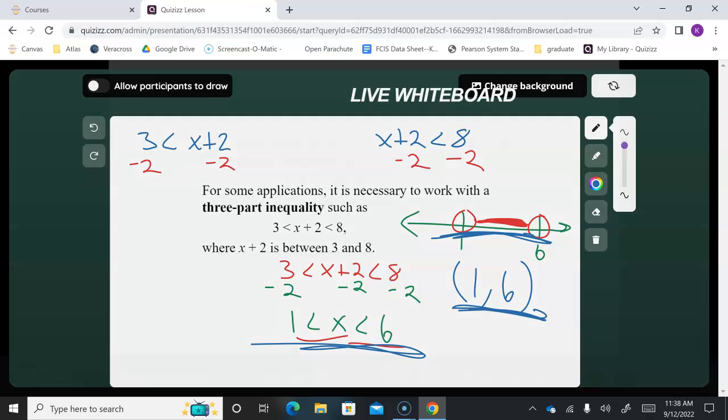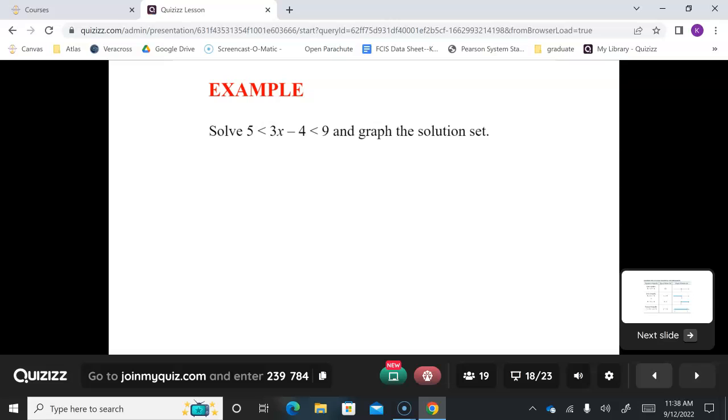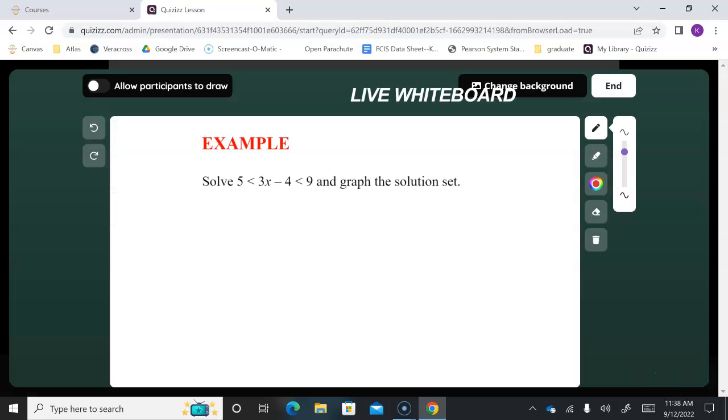All right, one more. This will be the last one we do today. Same steps, but now I have to do 2 of them instead of just 1. So, what's the first thing I need to get away from the x? 4. Always undo your addition and subtraction first. So what am I going to do to all 3 parts? Add 4. Cancel that out. 9 is less than 3x is less than 13.